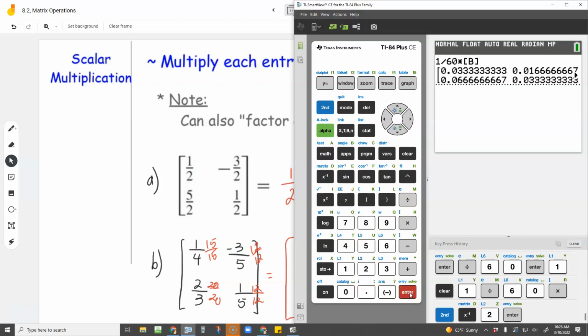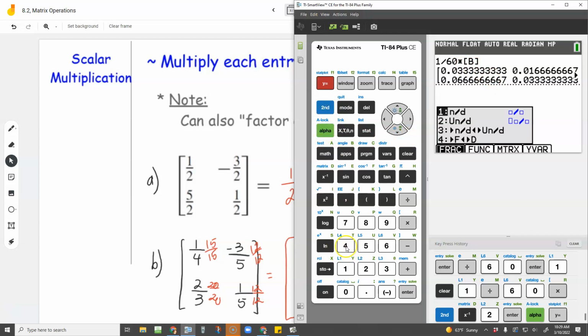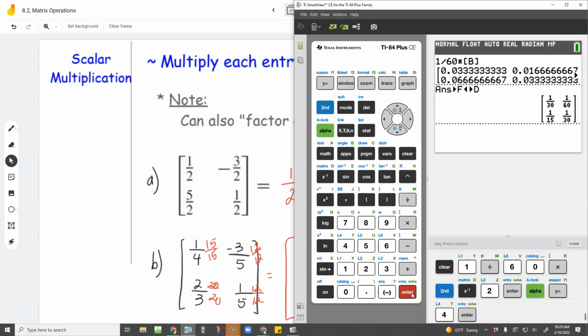Yes! Oh, wait, did you see the change to fraction? What if we do alpha 1? Fraction or decimal? Whoa. Oh, I'm so smart. Yes! No, wait, it's different. We still don't have it. What did it do? It reduced all the fractions, but it still didn't factor it out. We need to pull it out.